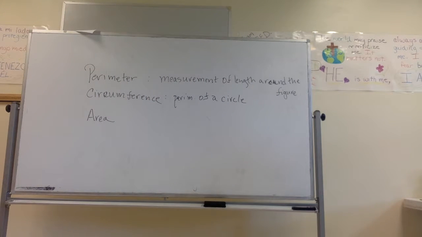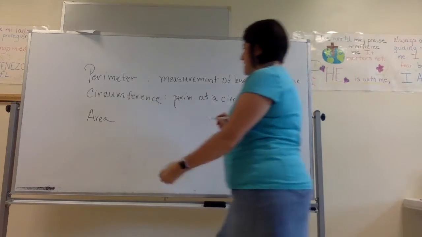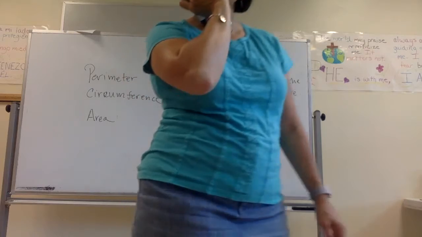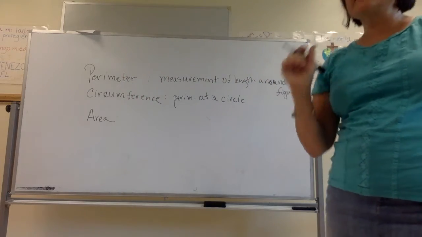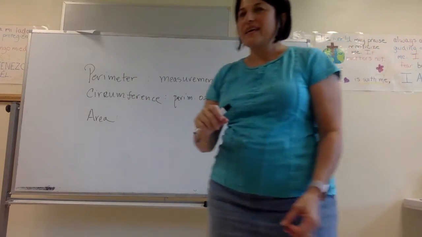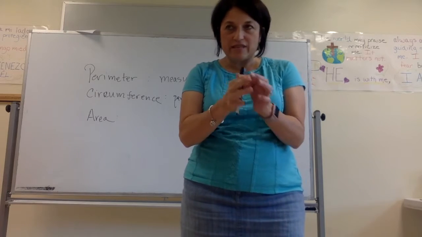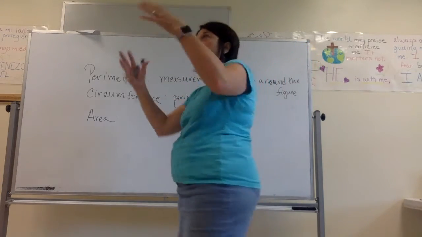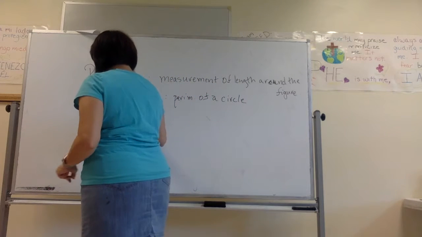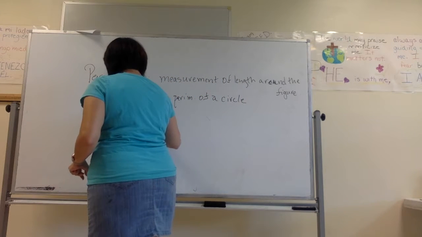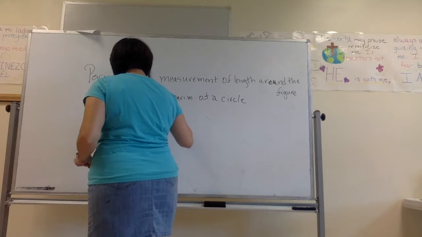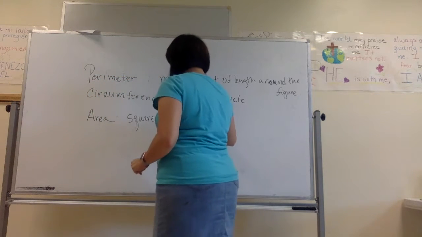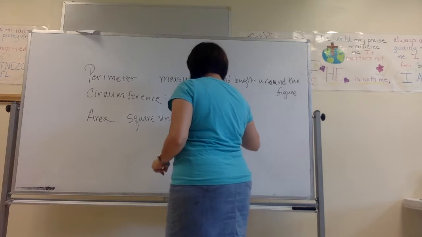Okay, and then area. What are we measuring when we're measuring area? Length times width. What is that really telling us? It's telling us how many square units are being covered. It's really those square units that an object takes up, square units of a figure.